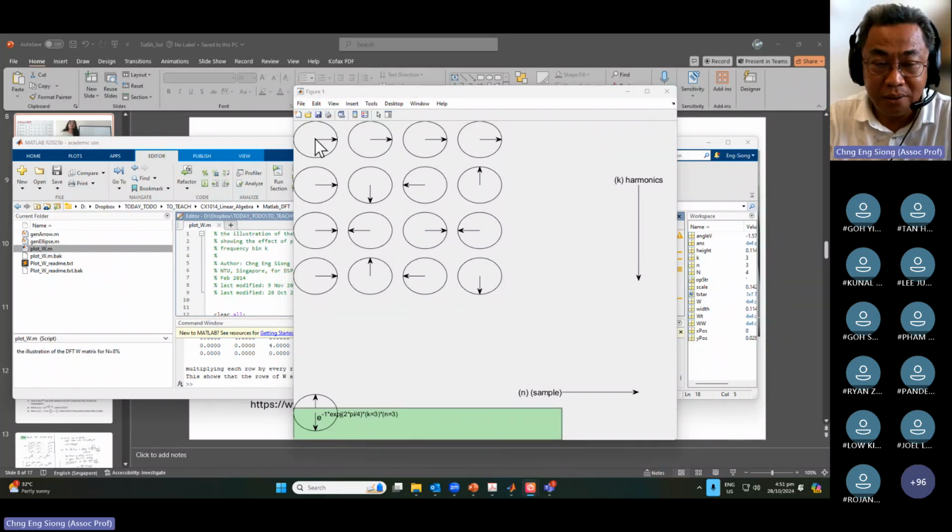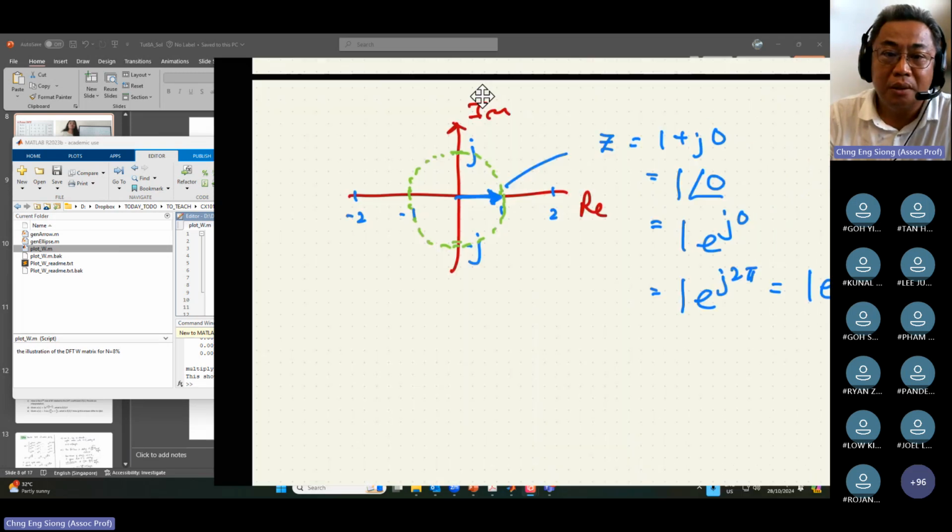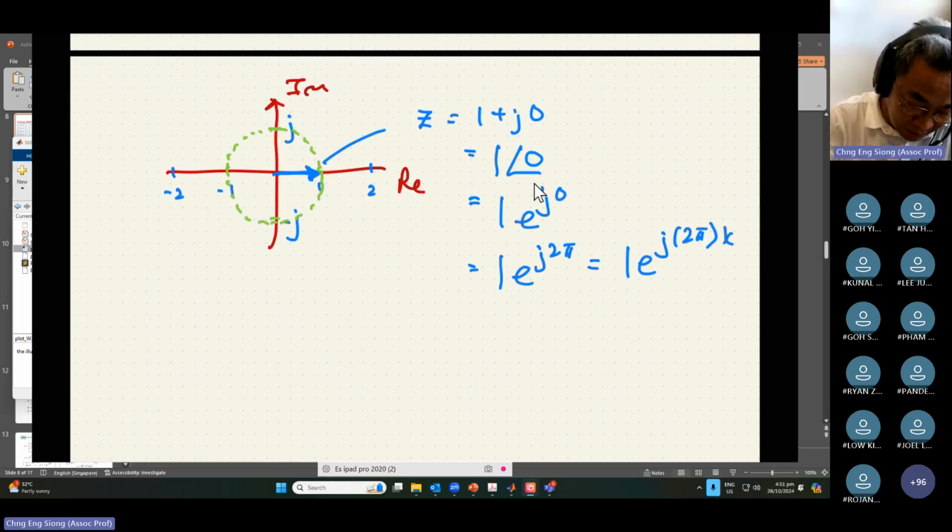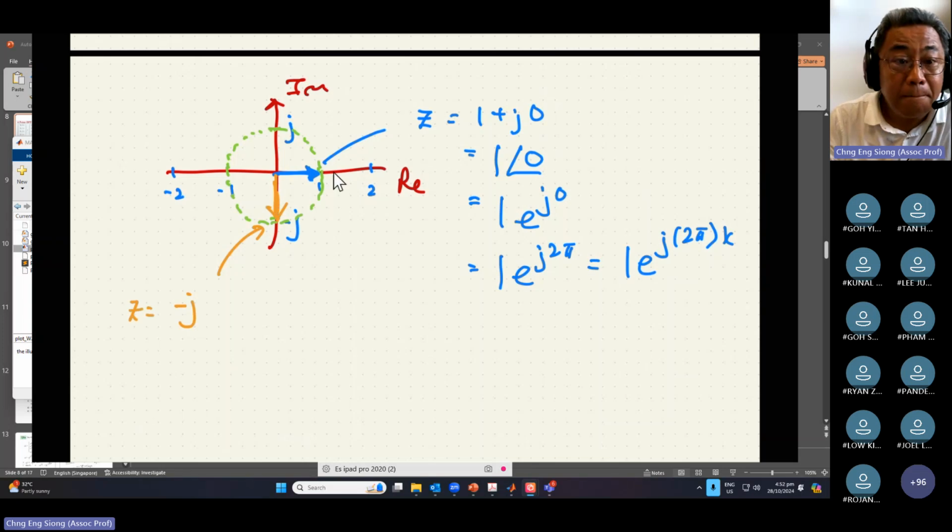Okay, and then now you can see all 1, 1, 1, 1, 1. What about this guy? The second row of the W matrix is 1. And when you come down, what are we doing? I'm now going to draw for you the second phasor. And when we come down, this is -J. So Z is equal to, coming down, -J. It is pi over 2 negative.